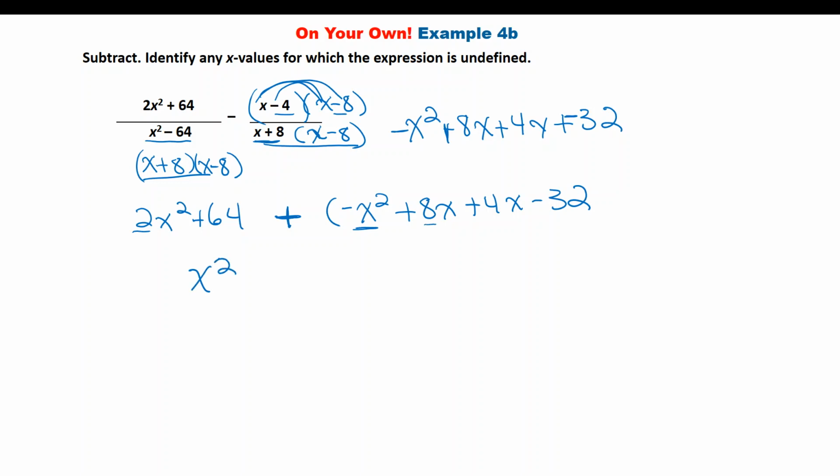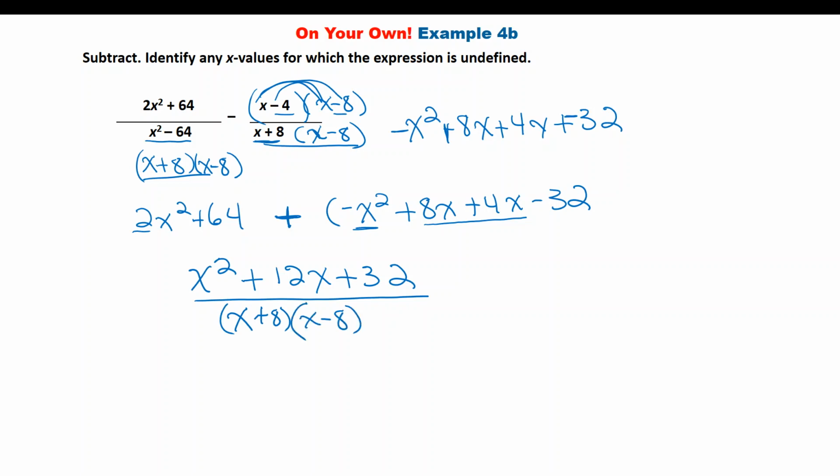Next, looking at my x's, I have an 8x and a 4x, so that's going to be positive 12x. And then I have 64 minus 32, which is a 32. Okay, and all of that is divided by my common denominator of 8x plus 8 times x minus 8. Okay, so here I need to factor this top number.